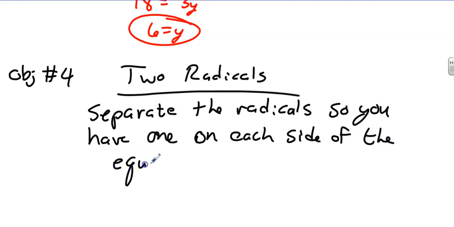So just separate it so you've got one radical on the left side of the equation and one on the right side of the equation. Okay, now once you do that, you're still going to go ahead and square both sides.